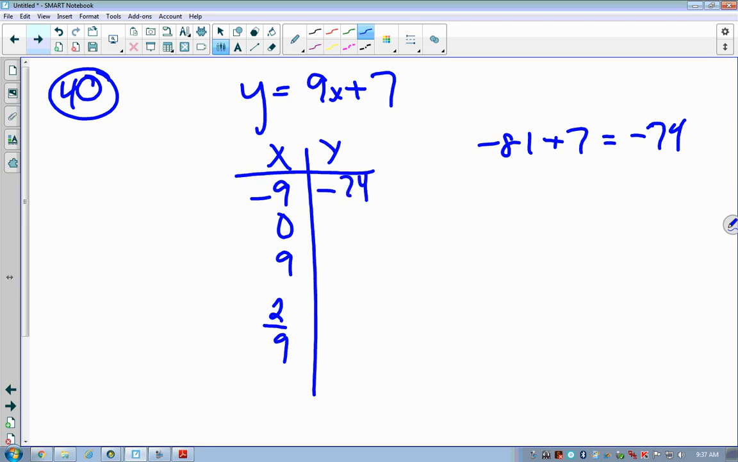Here, what's 9 times 0? Plus 7. 7. What's 9 times 9? 81 plus 7? 88. Okay, 9 times 2/9. What happens to my 9s? They cancel out, right? 9 times 2 is 18, and 18 divided by 9 is 2 again. What's 2 plus 7? 9. So that's what I should get through there.